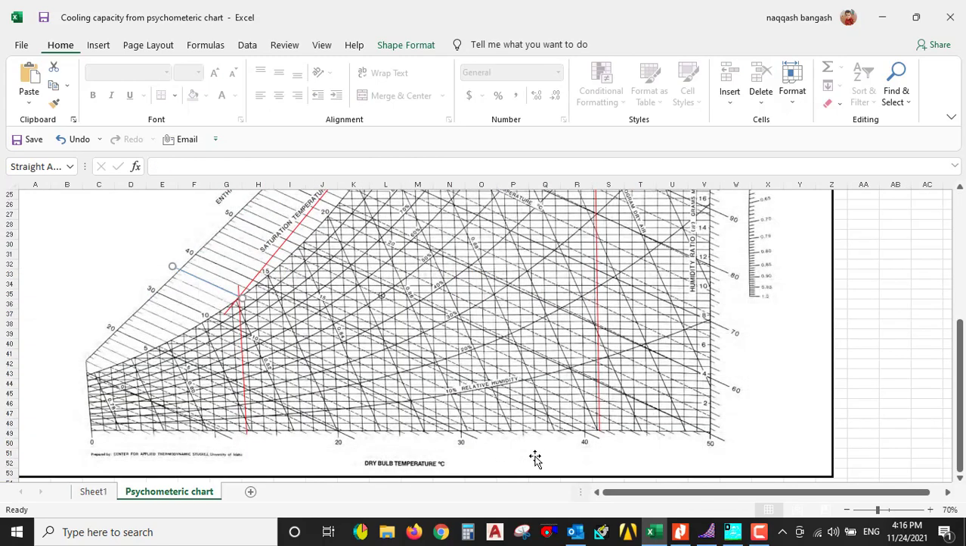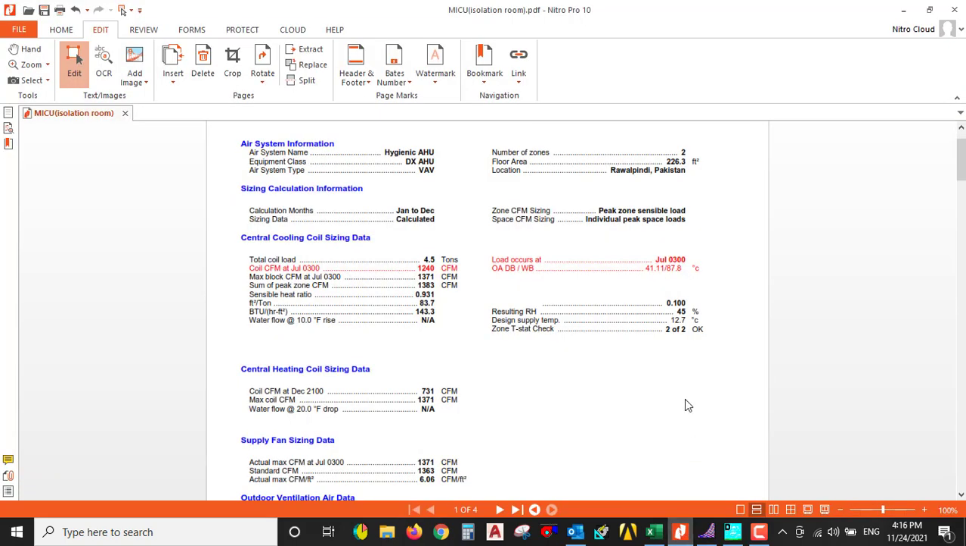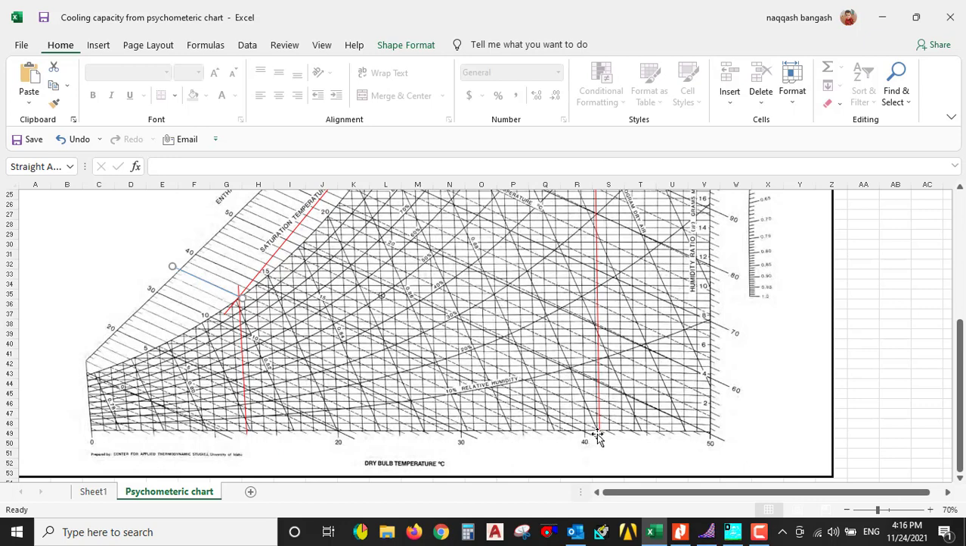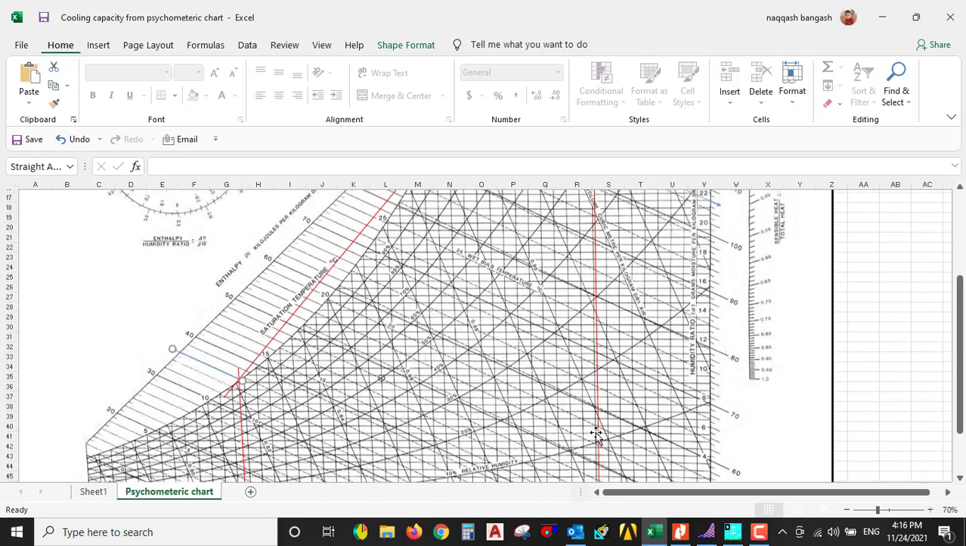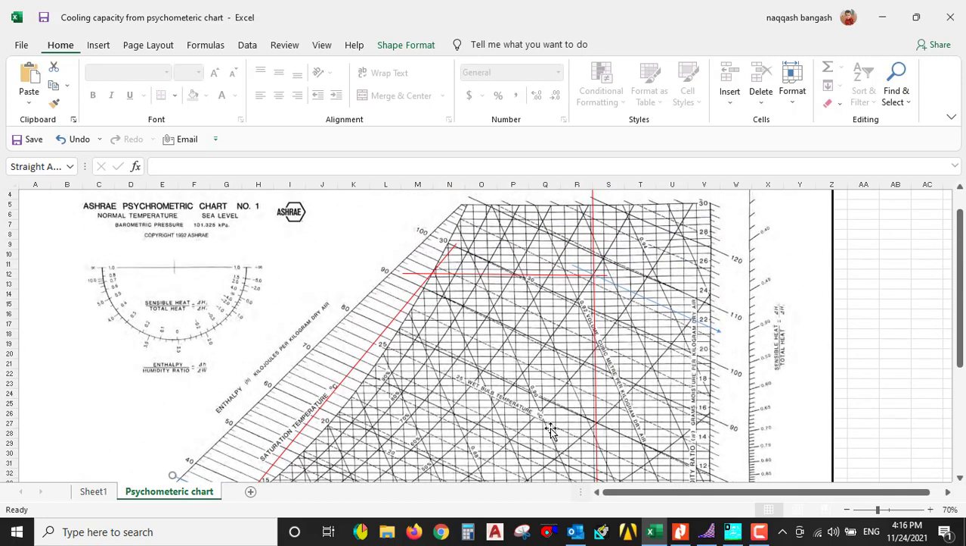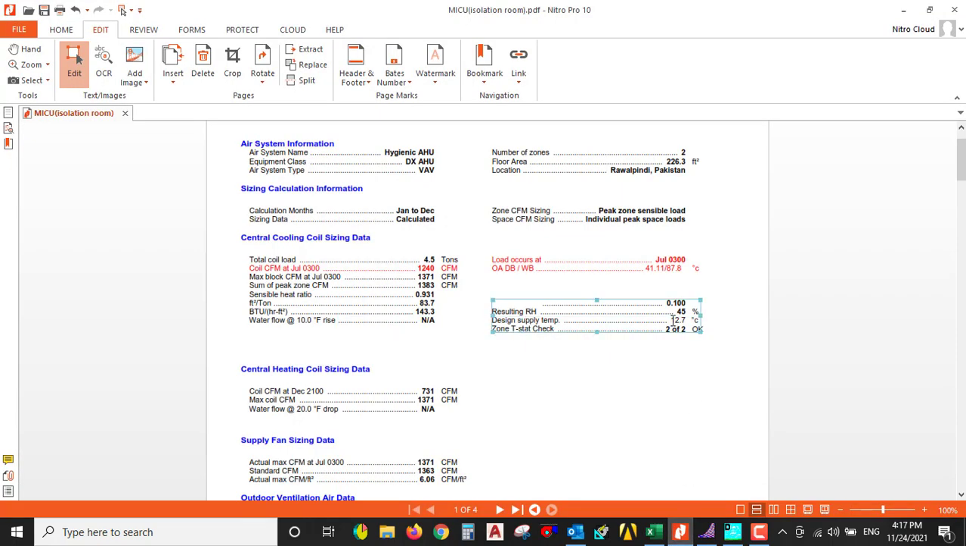So here we will start. You can see the temperature is 41.11 centigrade, so we start from 41.11 and will move toward the 50% relative humidity. So the outdoor temperature is 41.11 centigrade at a relative humidity of 50%. We are going to cool down this temperature up to 12.7 centigrade to maintain a 24 centigrade room temperature.